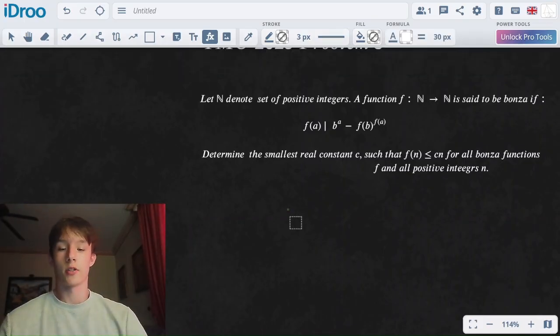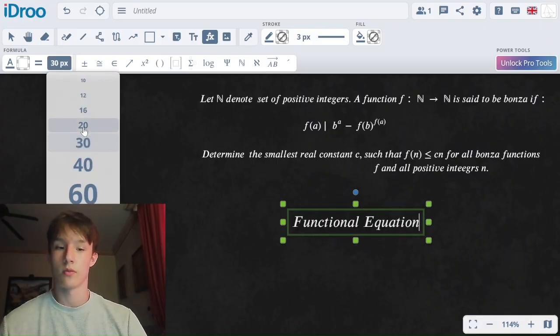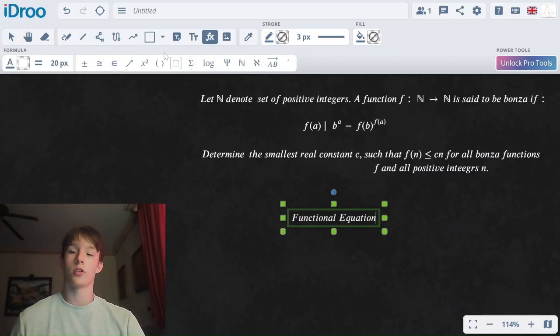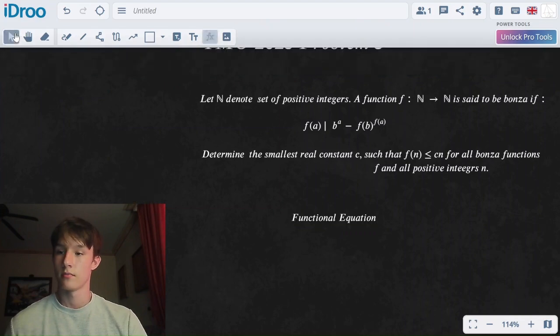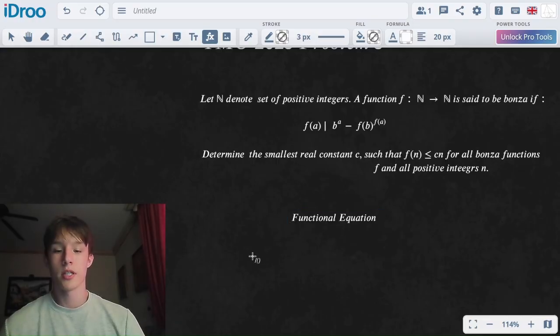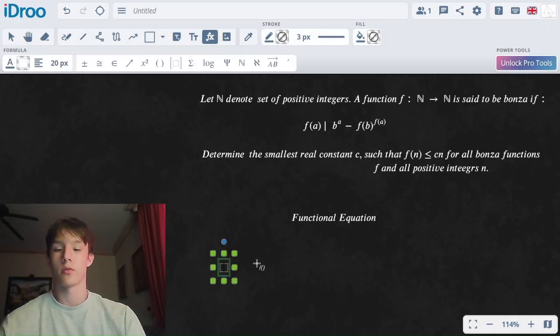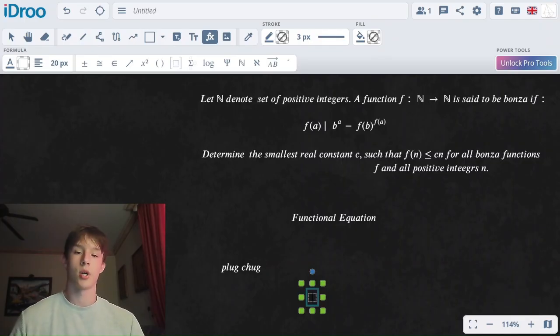The other thing is that this is a functional equation. When you talk about functional equations, there are a couple of ways to solve them. The first way is plug and chug. We plug in some values, we make some statements, we rearrange and look at local parts of the problem, and we try to make conclusions from that.